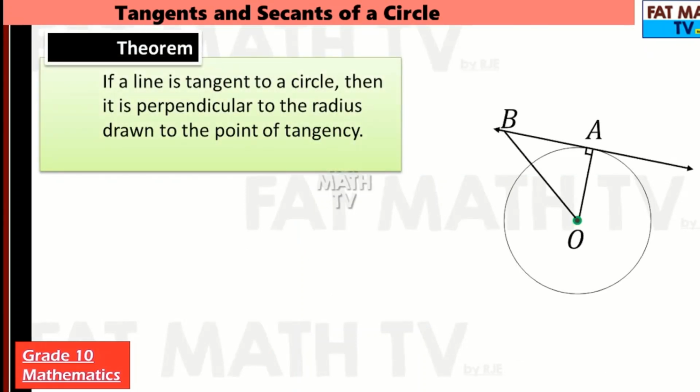Okay, let's go to the theorems. Theorem number 1. If a line is tangent to a circle, then it is perpendicular to the radius drawn to the point of tangency. So if this line AB here is tangent to circle O, then it is perpendicular to radius AO.